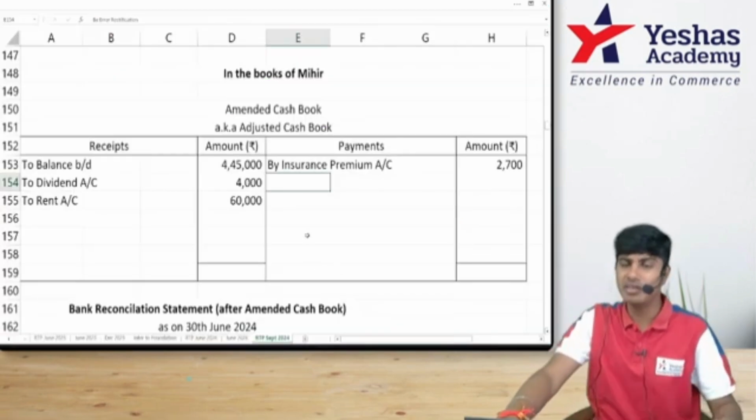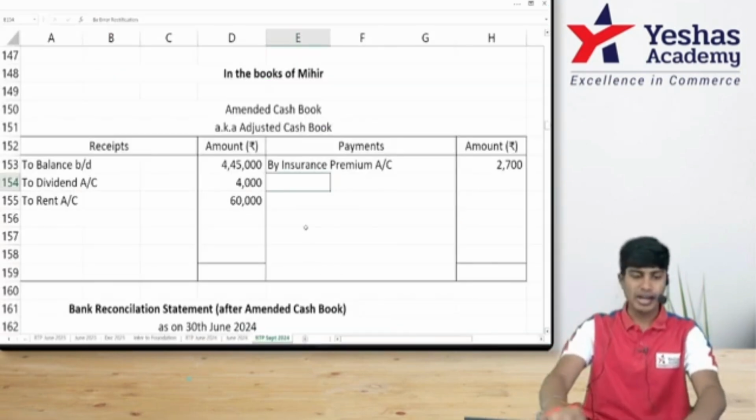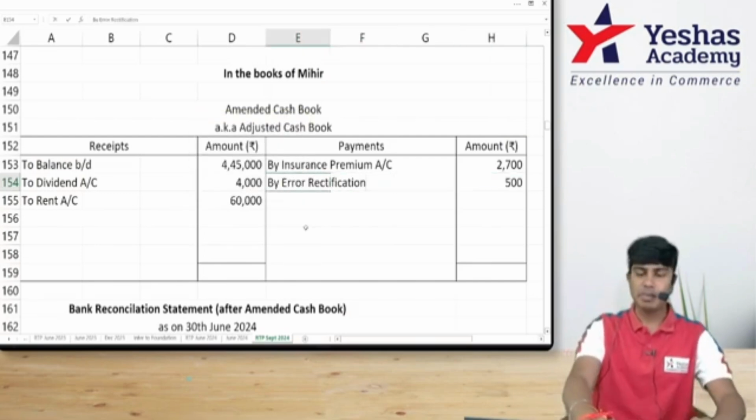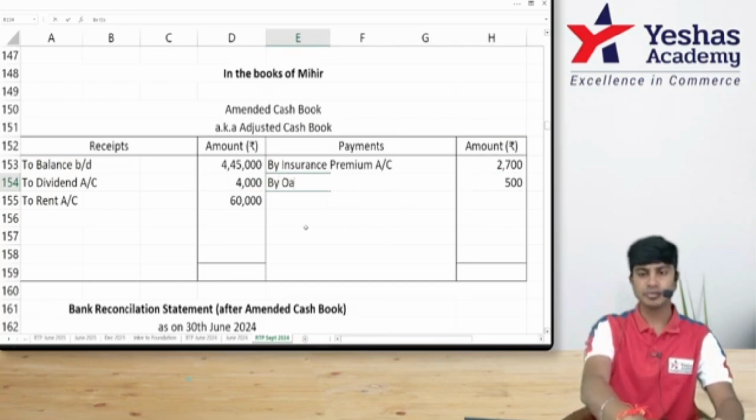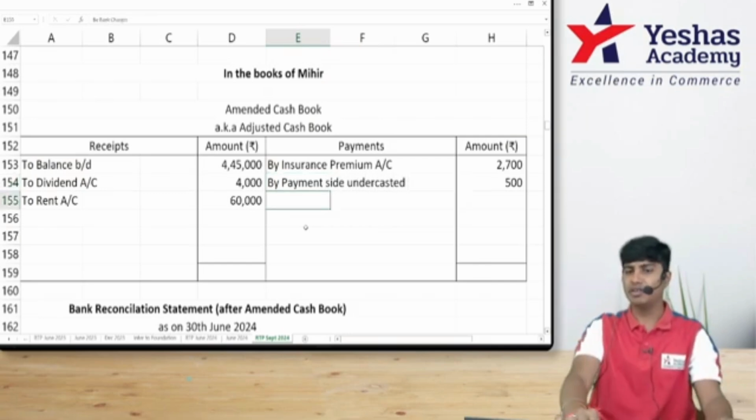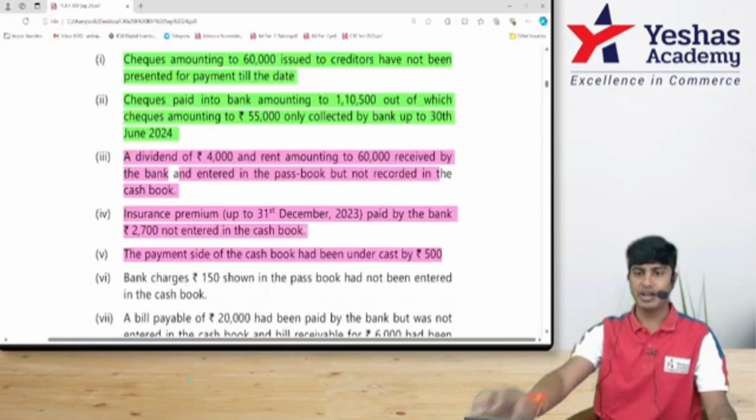So I'll write it in the amended cash book. If it was a timing difference, I would have written it in the BRS. So I'll write here "by". What is that item? Error rectification. How much is that? 500. Or I can say payment undercasted. By payment side undercasted, now rectified. Okay, very nice. What's after this 500?